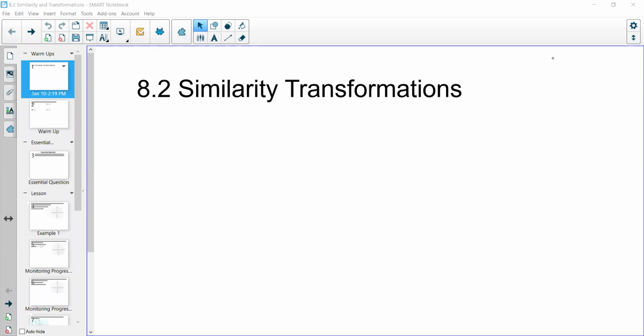Hi, this is Mrs. Kidman, and in this video, we are going to be talking about similarity transformations. So when we talk about transformations, what that means is we have a list of different types of transformations that we see with figures.